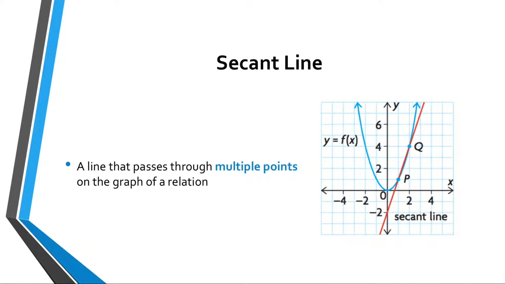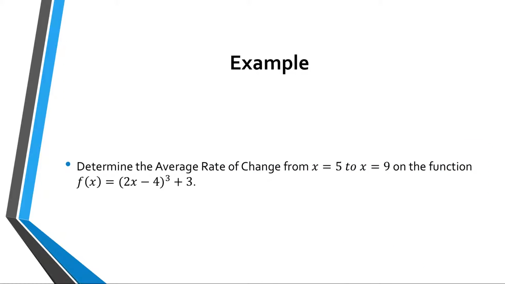The average rate of change is also known as the slope of the secant line, which is a line that touches a function at multiple points. As shown, the line touches at point P and point Q.